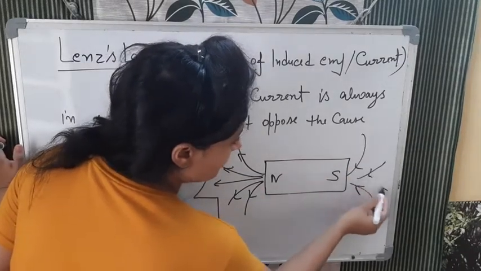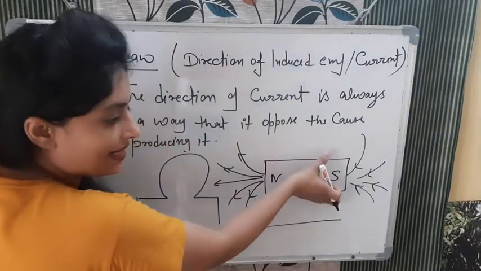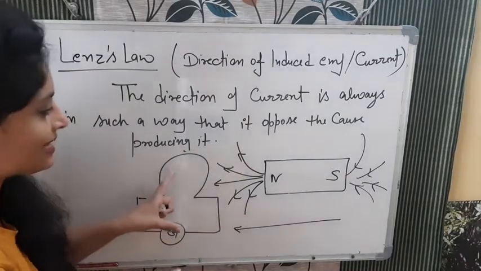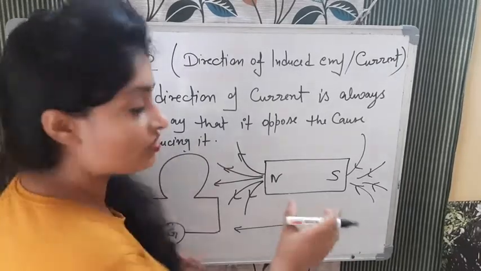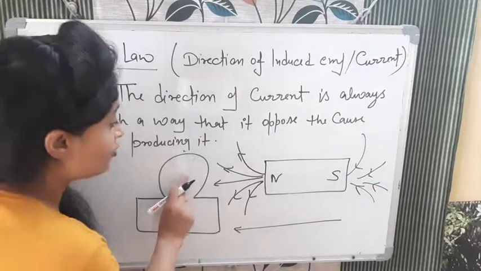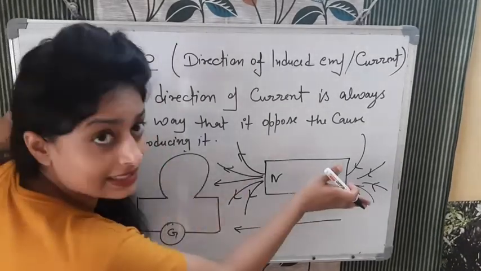So what will happen when I am moving this magnet towards the coil? When the magnet is coming towards the coil, more magnetic field lines will pass through this area. So there will be a change in magnetic flux. Due to the change in magnetic flux, there will be an induced current.